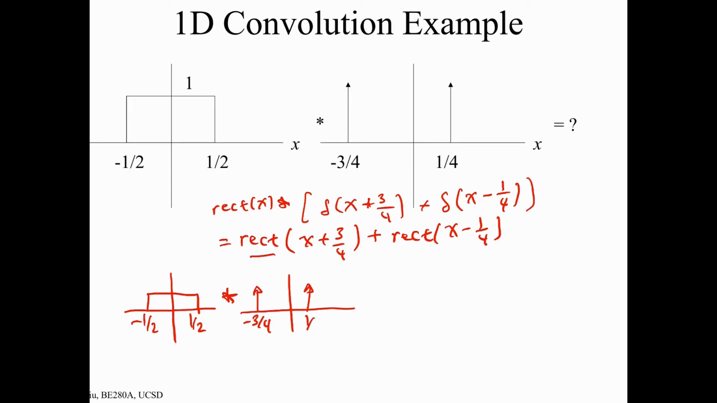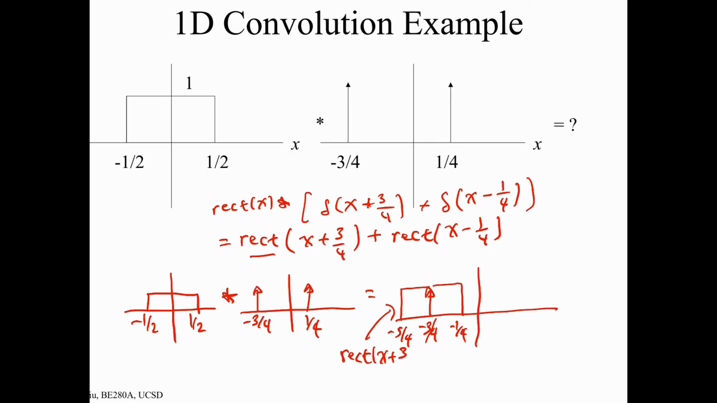Okay. So we want to think about what would happen if I took my rect function and I centered it around the first delta function. So remember with the rect function we go 1/2 one way and 1/2 the other way. So we're going to go all the way here to minus 5/4, then all the way here to minus 1/4. And so that shifted function is just simply rect of x plus 3/4.